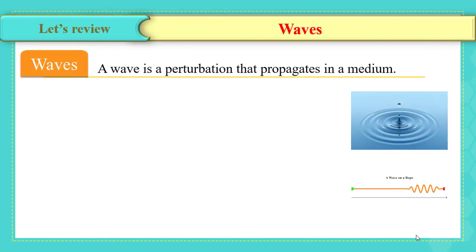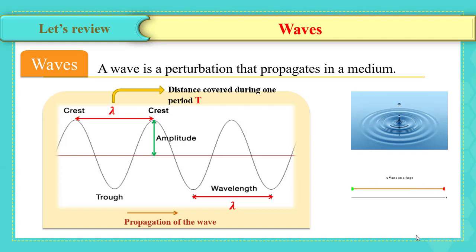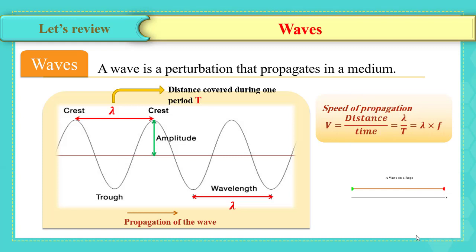In the previous video, we have defined waves as a perturbation that propagates in a medium, like water waves and a wave on a rope. Also, we have listed the characteristics of waves, such as the wavelength, which is the distance covered during one period T. Also, we have learned about the speed of propagation of the wave, which can be calculated by dividing the wavelength by the period of time, or multiplying the wavelength by the frequency of the wave.